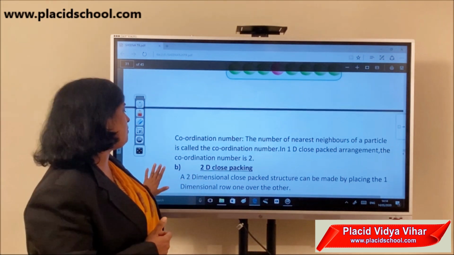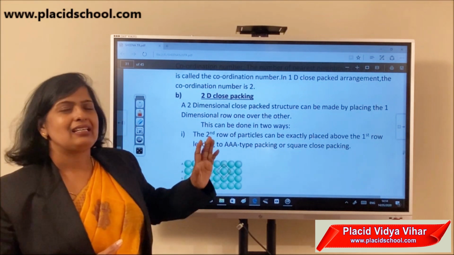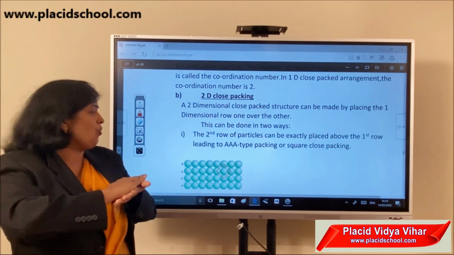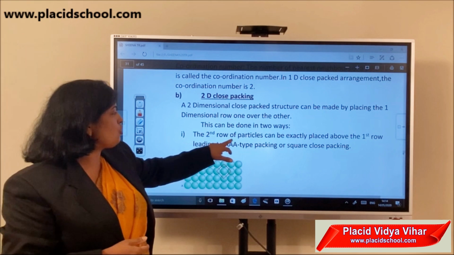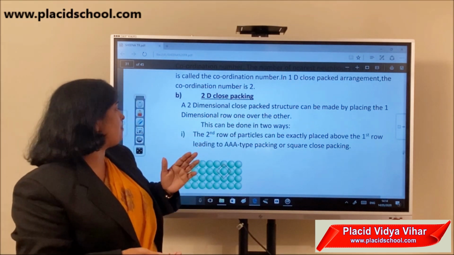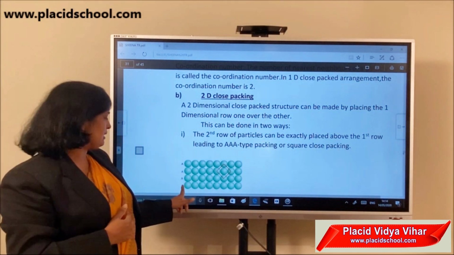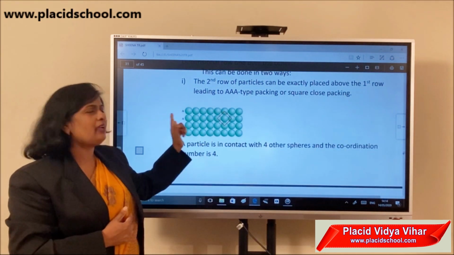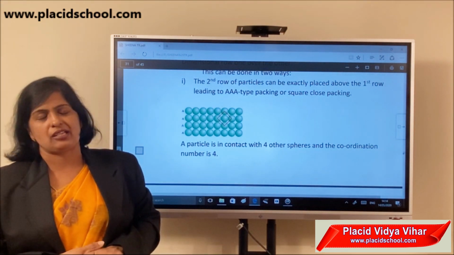Now a two-dimensional close packing structure. What is to be done is take a one-dimensional structure and place the same above the first layer, as the second row of particles. A two-dimensional close packed structure can be made by placing one one-dimensional row over the other. This is a one-dimensional row, and we place the same layer above it. Thus we can make a two-dimensional close packed structure.